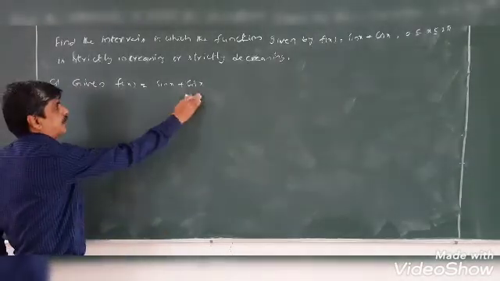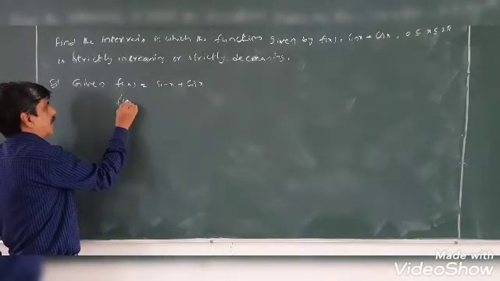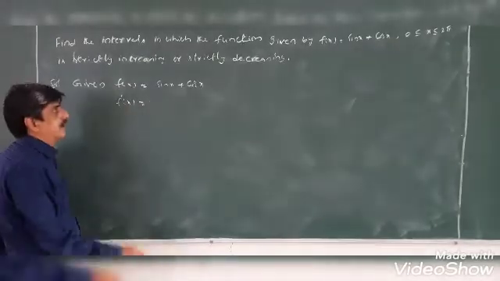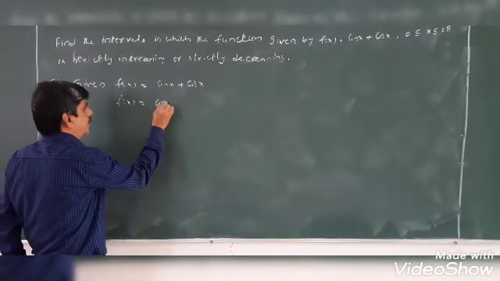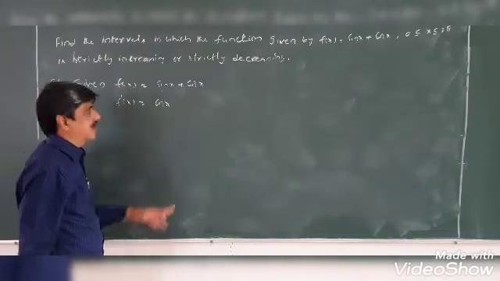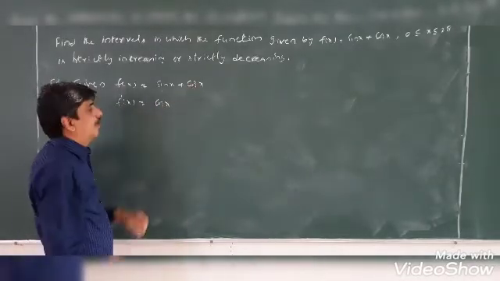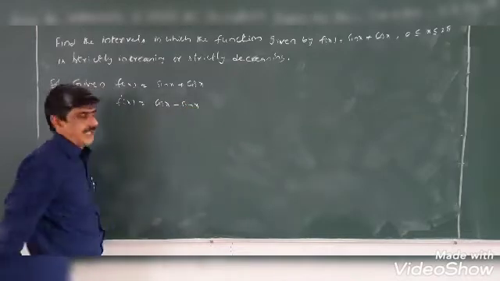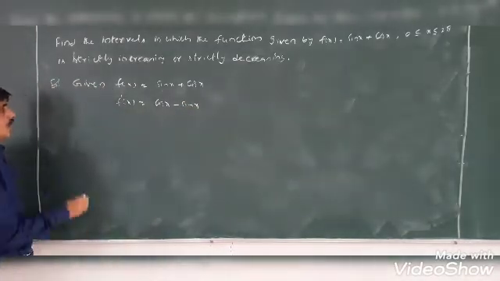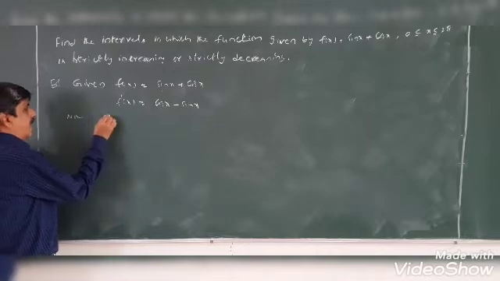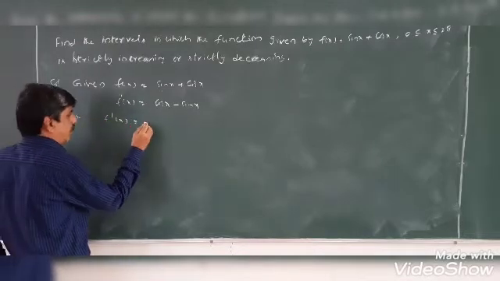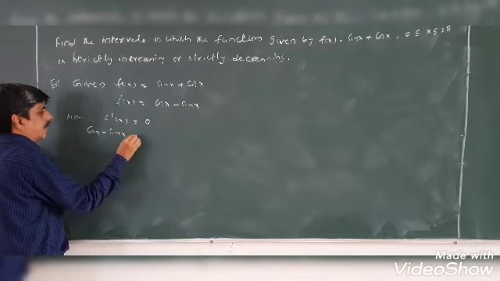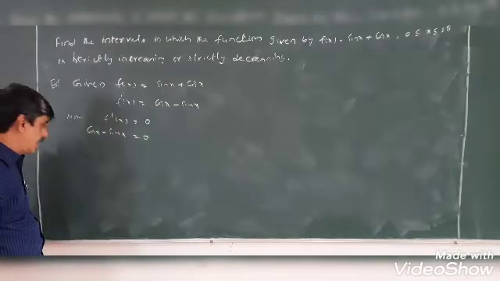Now differentiate with respect to x on both sides. Derivative of f of x, we'll write it as f dash x. The derivative of sin x is cos x, plus the derivative of cos x is minus sin x. So plus into minus, minus sin x. Now f dash x is equal to 0. So that is cos x minus sin x is equal to 0.